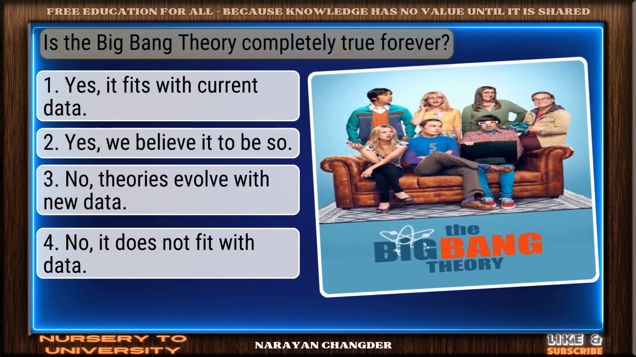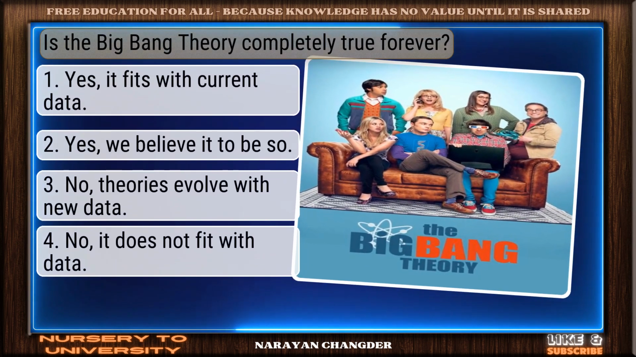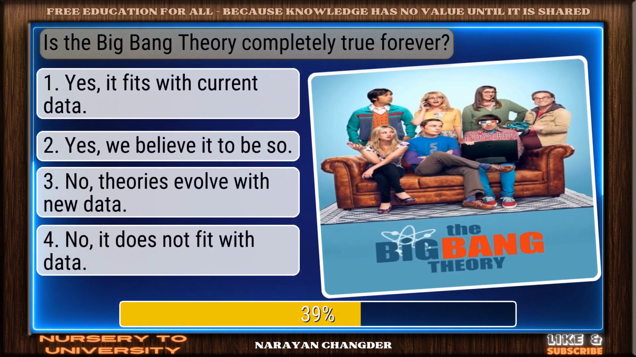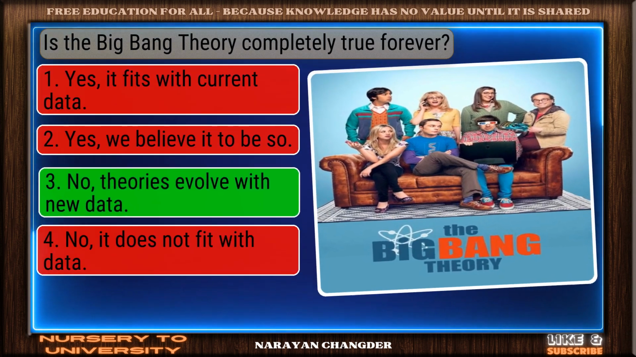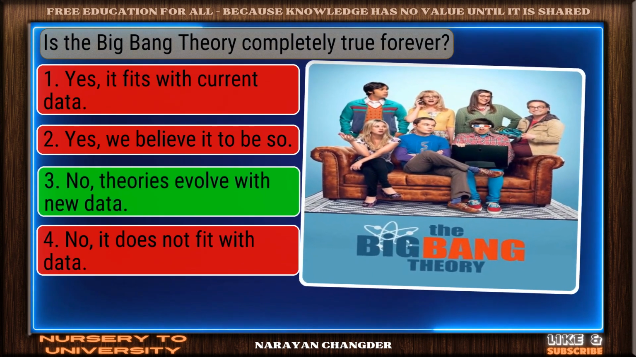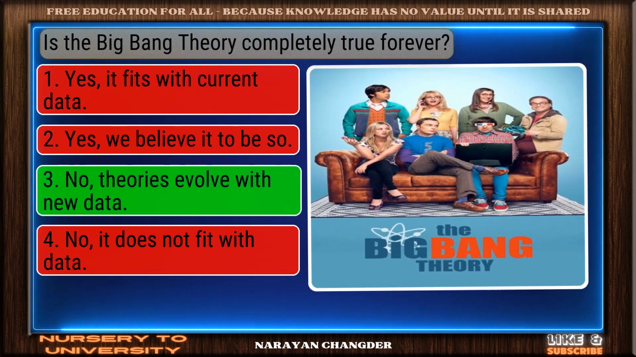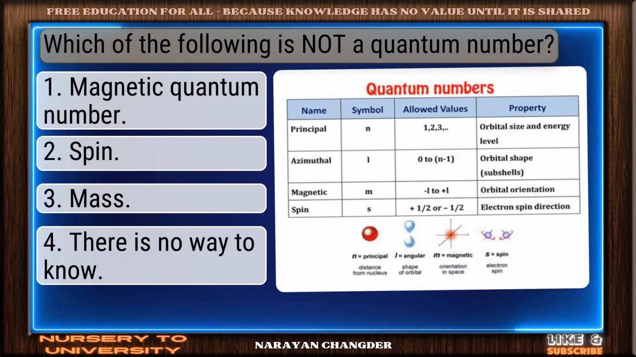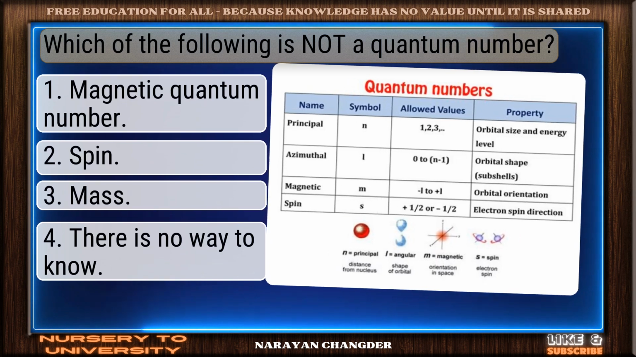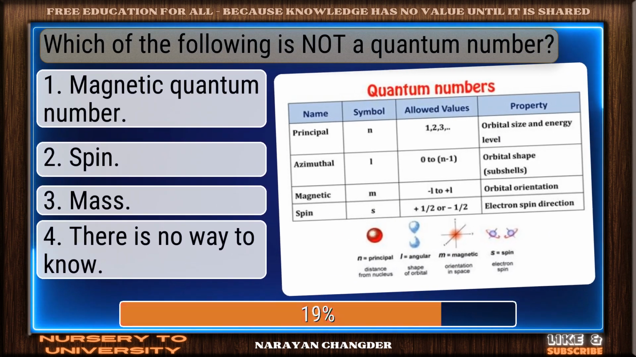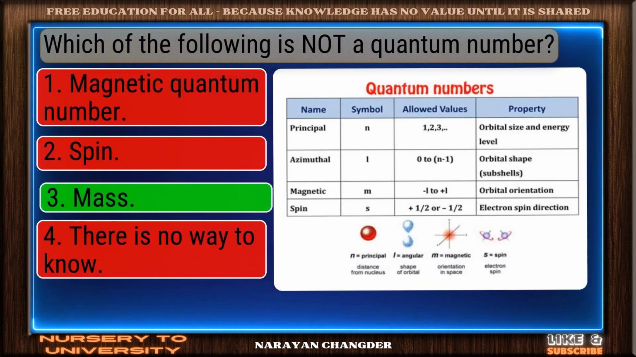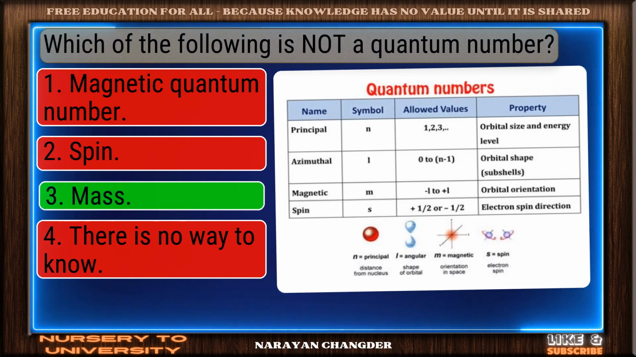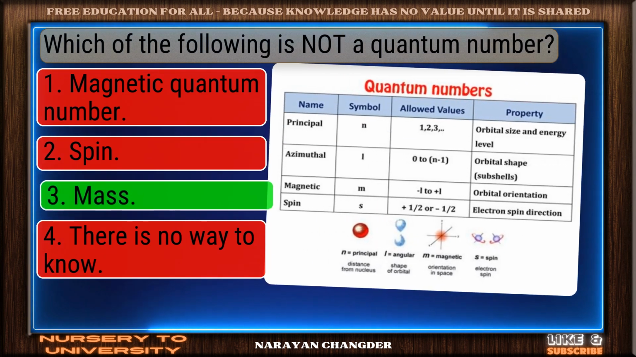Question number 27. Is the Big Bang Theory completely true forever? Good thinking. No. Theories evolve with new data is the right answer. Question number 28. Which of the following is not a quantum number? You got it. Your choice, mass, is right.